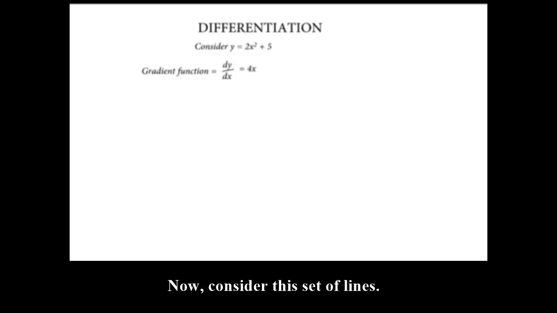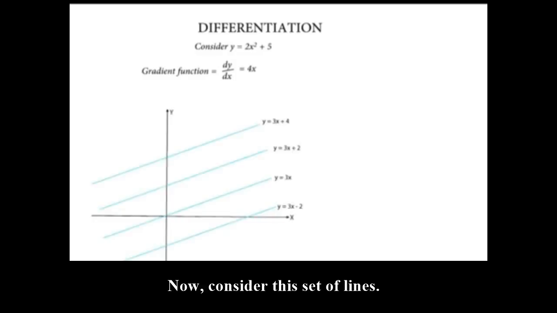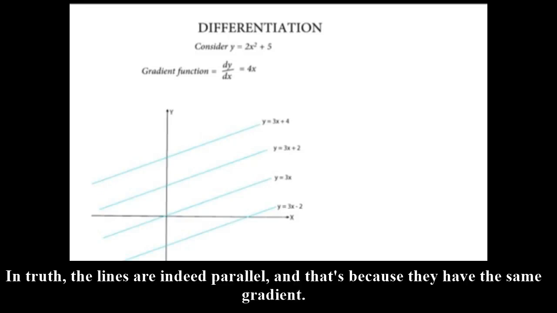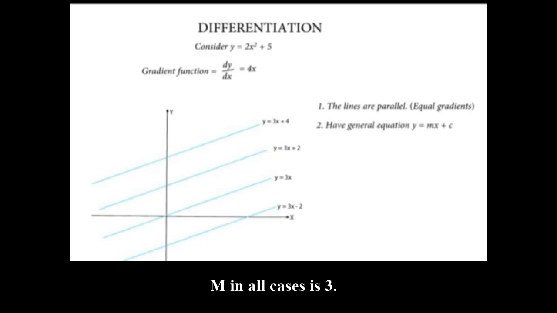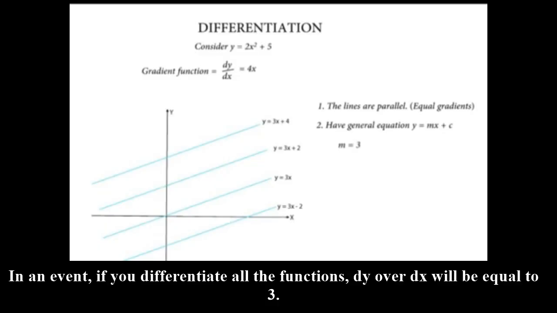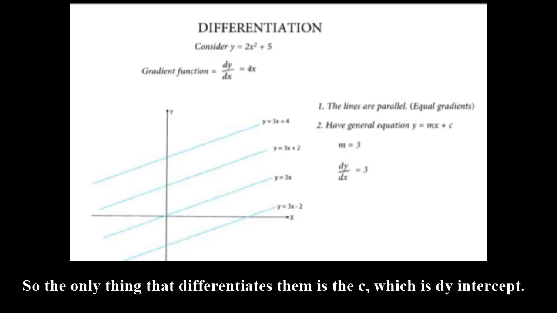Now, consider this set of lines. Looking at them, they appear parallel. In truth, the lines are indeed parallel, and that's because they have the same gradient. If you compare the equations with the general equation of a straight line, y is equal to mx plus c, m in all cases is 3. In the same way, if you differentiate all the functions, dy over dx will be equal to 3. So the only thing that differentiates them is the c, which is the y-intercept.